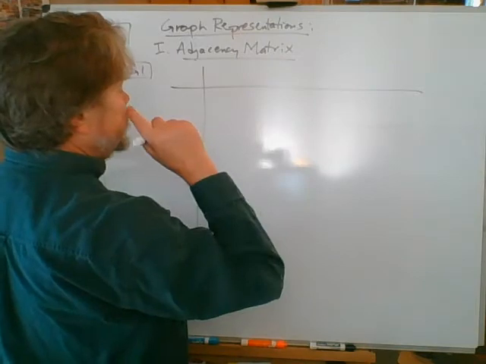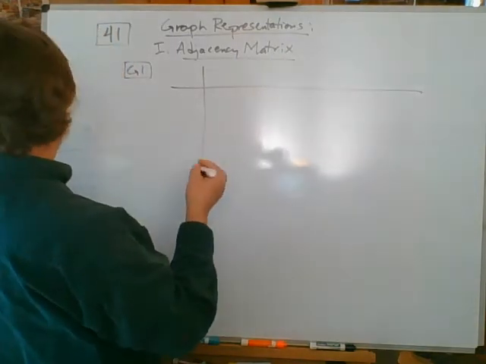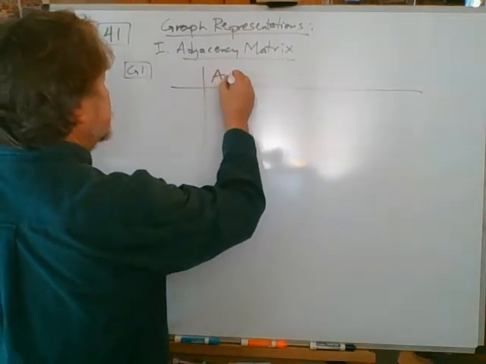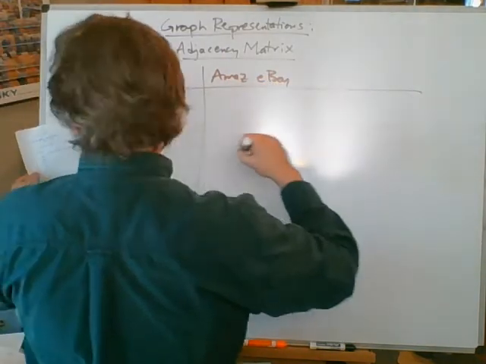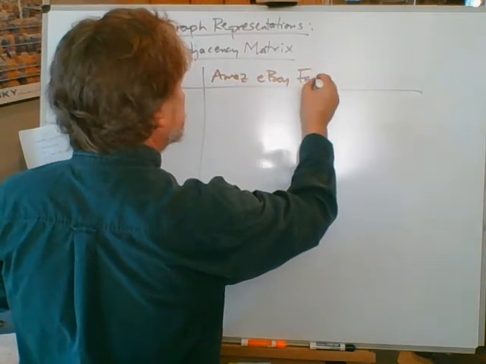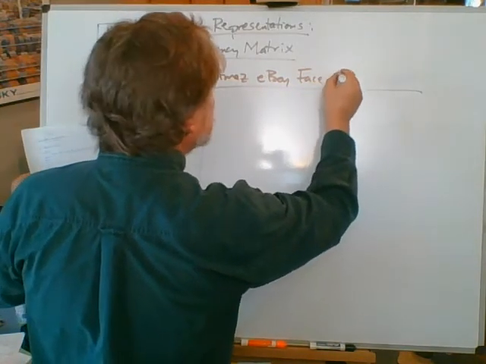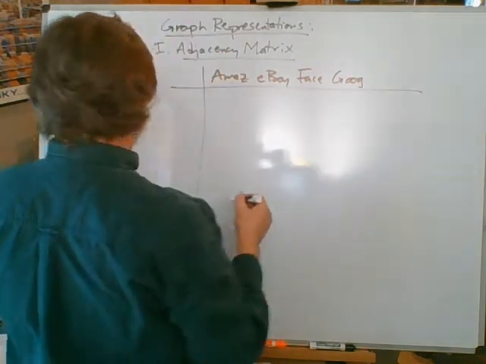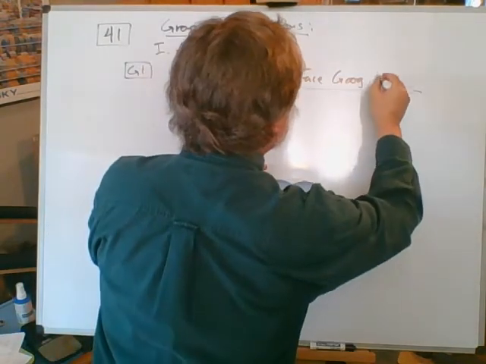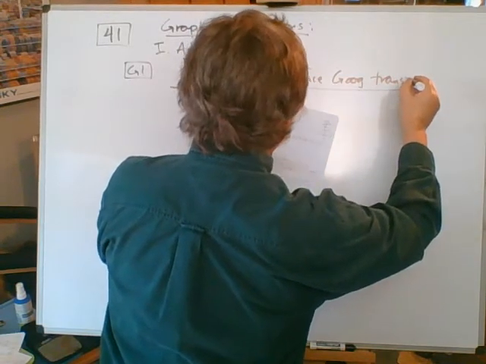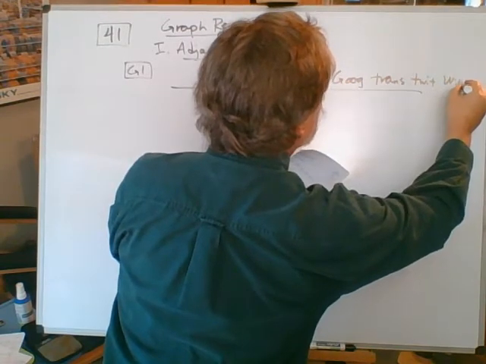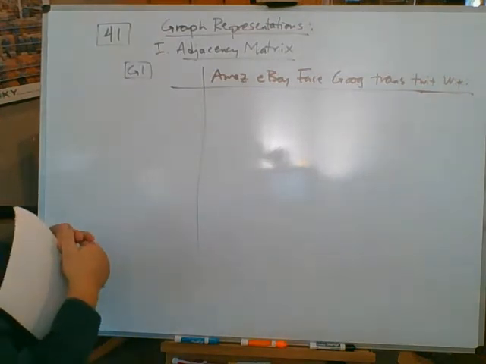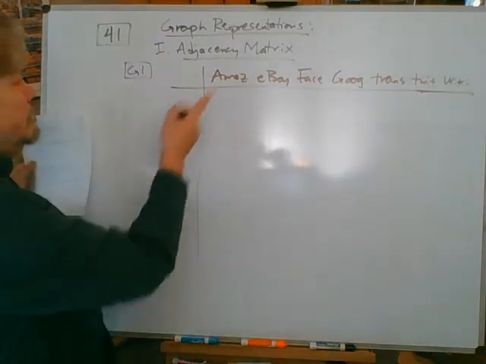Across the top, I put the names of all the nodes, not necessarily in any particular order, but I'm going to make it, yeah, that works better. Amazon, and then eBay, and then Facebook, and then Google, Transylvania, Twitter, and Wikipedia. There. Those are in alphabetical order, it looks like, by the way.